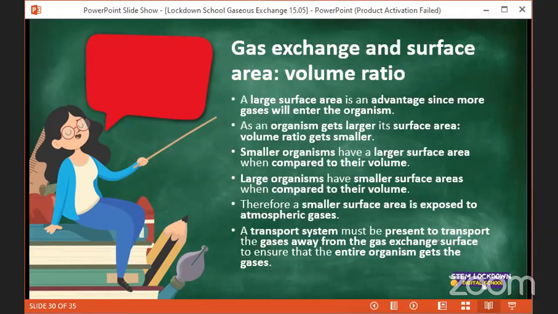And therefore, a smaller surface area is exposed to atmospheric gases, and a transport system must be present to transport the gases away from the gas exchange surface to ensure that the entire organism gets gases.